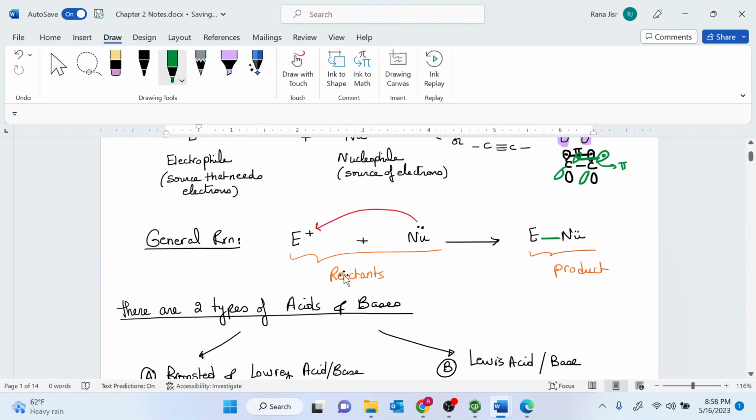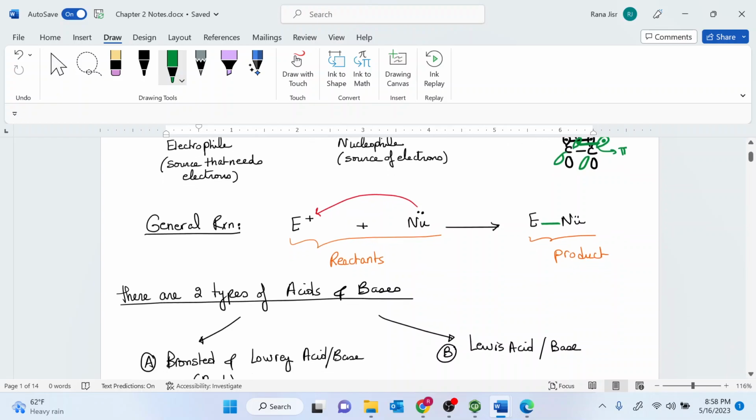So the general reaction is the nucleophile reacting with the electrophile. Always start your arrow from the source of electron. So you have to locate your source of electron towards the electron deficient species, towards the electrophile in there. And what I'm doing over here is I'm creating a covalent bond because I am sharing those electrons with the electrophile. So you're going to end up getting your product.